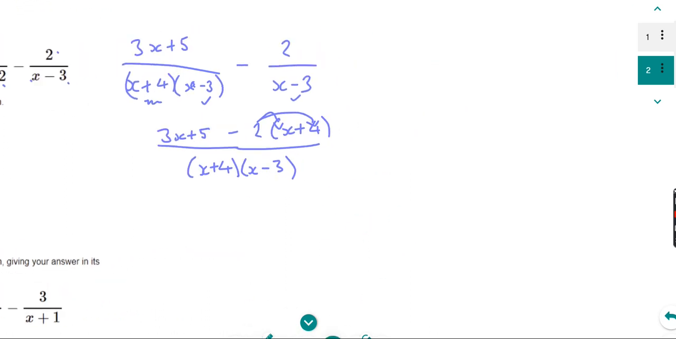So 3x minus 2x is going to give me just x. And then 5, take away, well, 2 times 4 is 8, and then minus, so minus 8. So 5 minus 8 is minus 3. Again, over x plus 4, x minus 3.